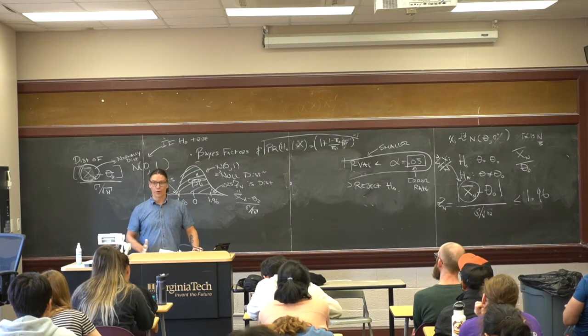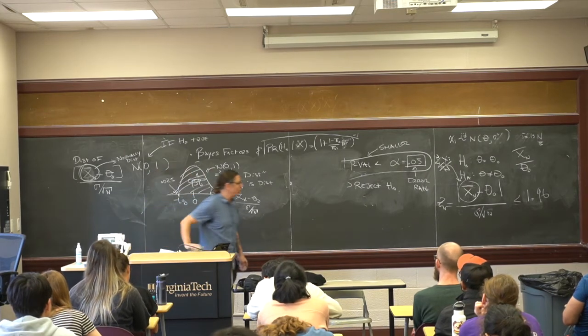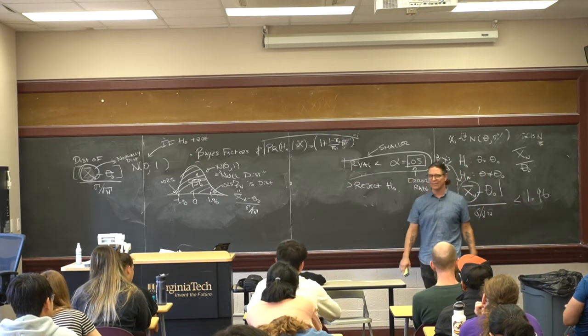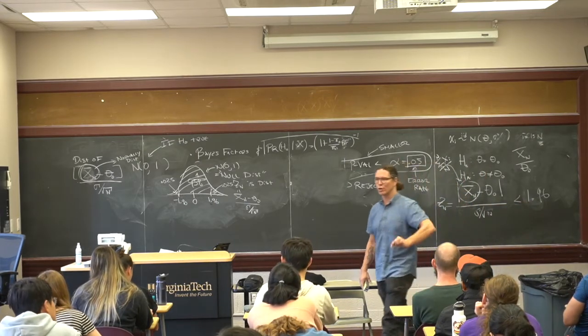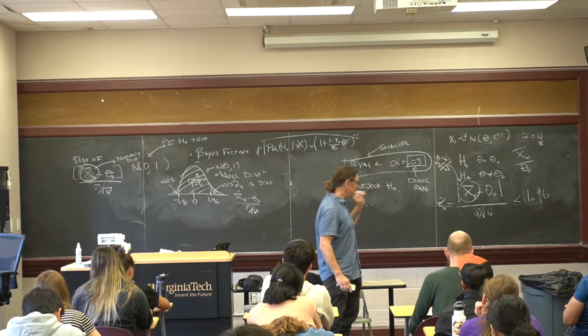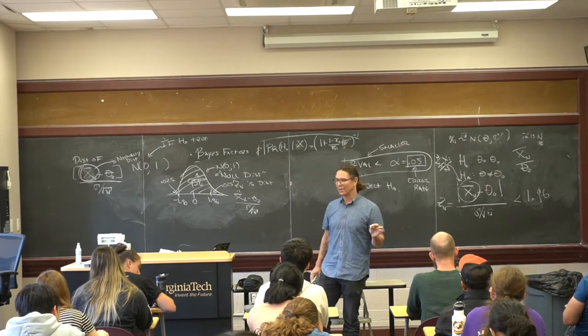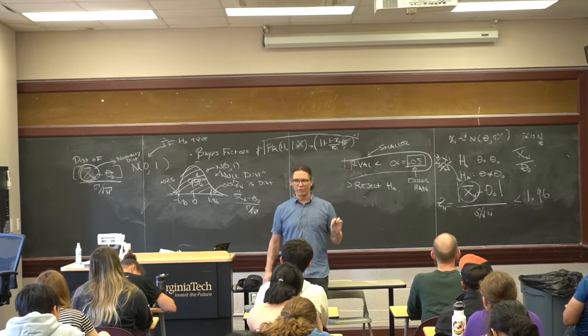I do this over and over and over again, so I collect n more data points, I compute this thing again, I check to see if it's less than 1.96. I repeat this over and over and over again. If theta naught was true, I would be rejecting the null hypothesis 5% of the time.